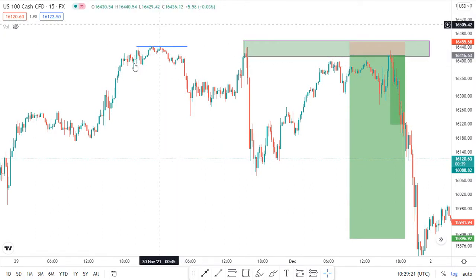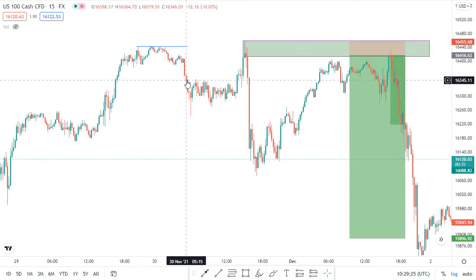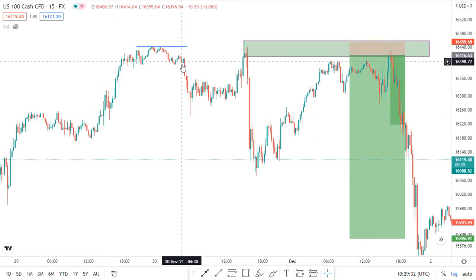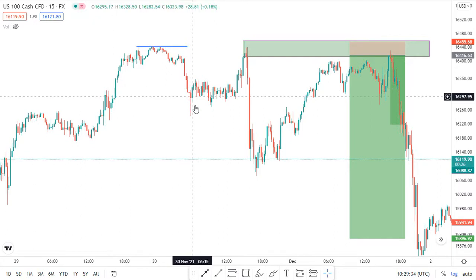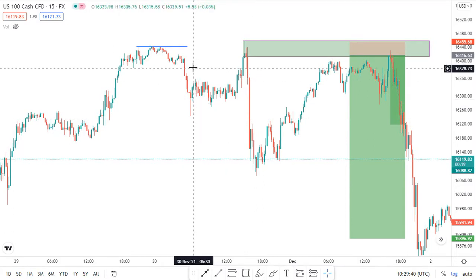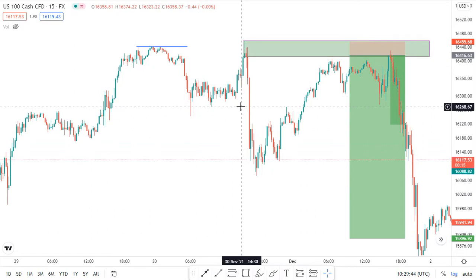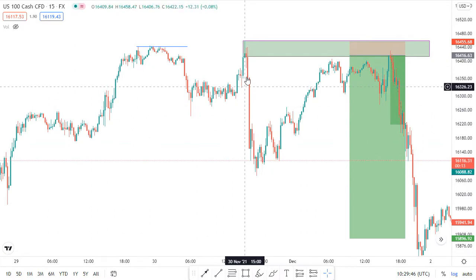So I found this liquidity, and now I started to look out for trades on Nasdaq. Firstly, I checked here, so I was hoping that the market would come and break here, but the market didn't break here, so I didn't consider it anymore. I left it, and I watched the market again up to here.